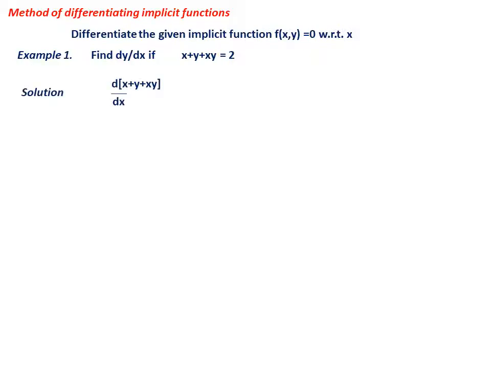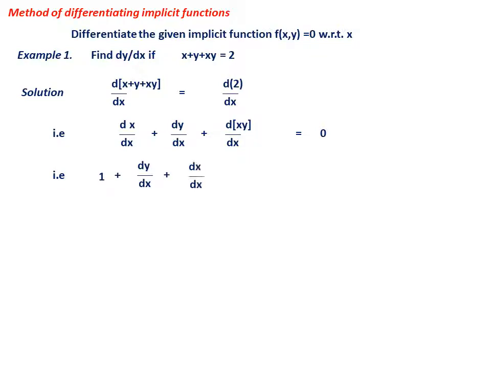Now let us try to find dy by dx like this. What you have to do is differentiate both sides with respect to x. So the given function is x plus y plus xy equal to 2. Differentiate the left side as well as the right side, and apply all the rules which you have studied already. So use the addition rule first: d by dx of x, then d by dx of y, plus d by dx of xy. This will be equal to 0 on the right hand side because differentiation of 2 is 0. Now simplify, that's all. The first one is 1. The second one, dy by dx, is dy by dx only.